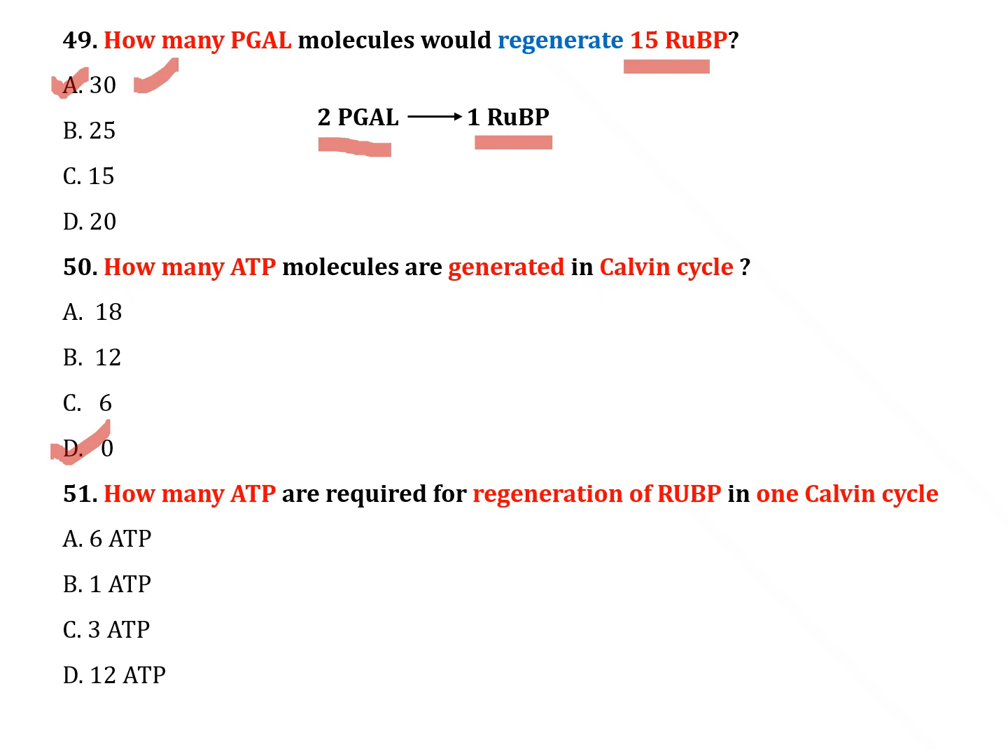How many ATP molecules are generated in Calvin cycle? There is no generation of ATP. There is only the use of ATP. So 18 ATP molecules are used in Calvin cycle.